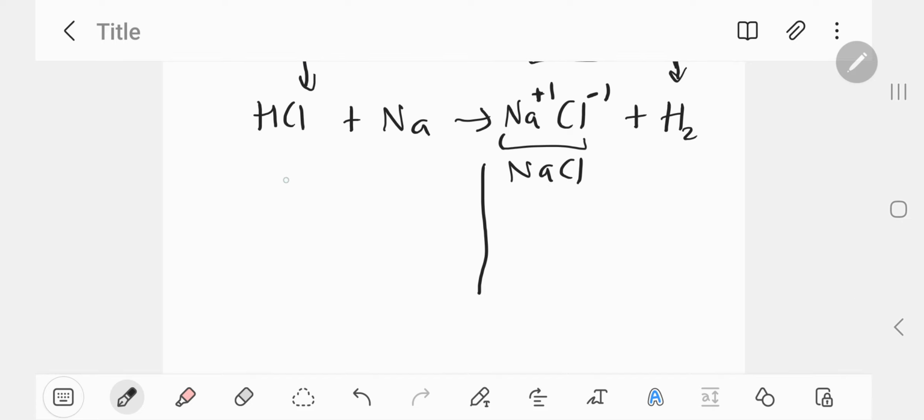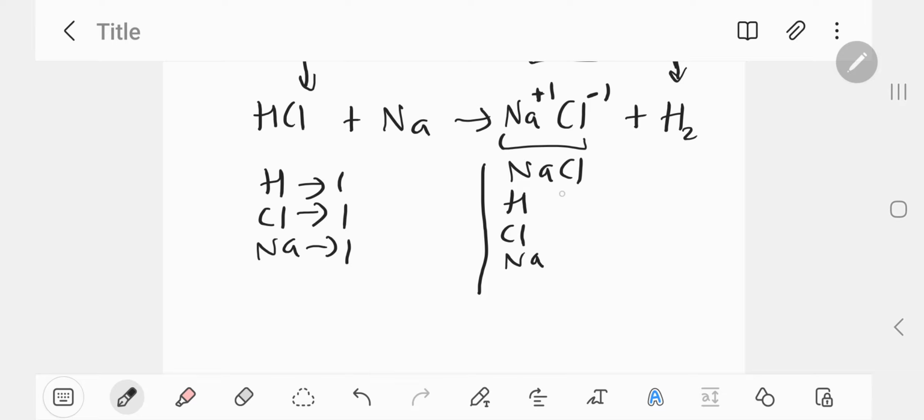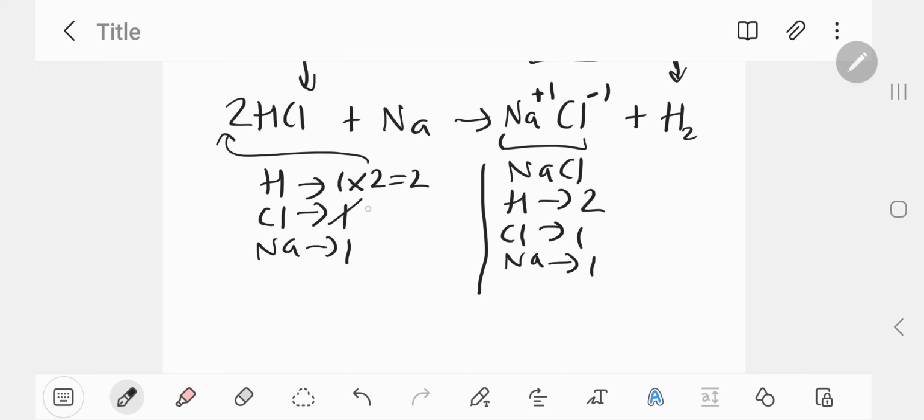Let's balance it. Step one, let's make a list: H, Cl, Na. Similarly on the right: H, Cl, Na. And let's count. On the left, 1 hydrogen, 1 chlorine, 1 sodium. On the right, 2 hydrogen, 1 chlorine, 1 sodium. There's an issue with the hydrogen. There's 2 on the right, 1 on the left. Turn this into a 2. We multiply by 2. That goes out the front. However, now the chlorine becomes 2. Cross that out, put a 2.